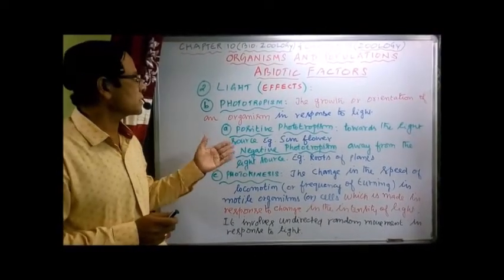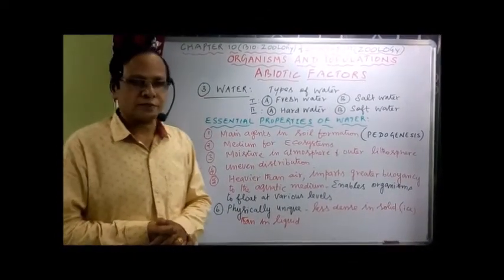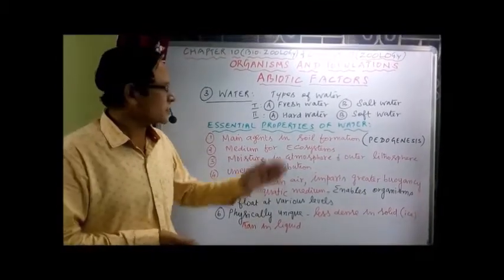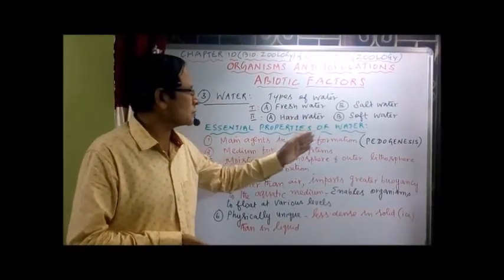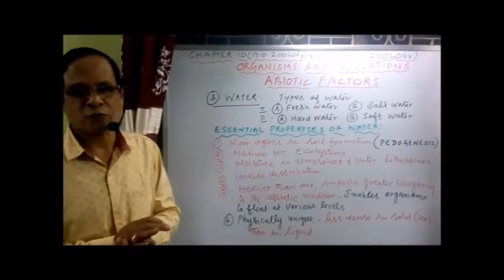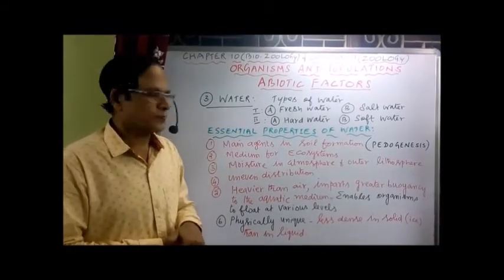Now we have to see the effects of water. I mentioned the types of water. Based on the dissolved salts, we have hard water and soft water, and also fresh water and salt water, which is based on the salinity, the amount of salt. Now, what are the essential properties of water?